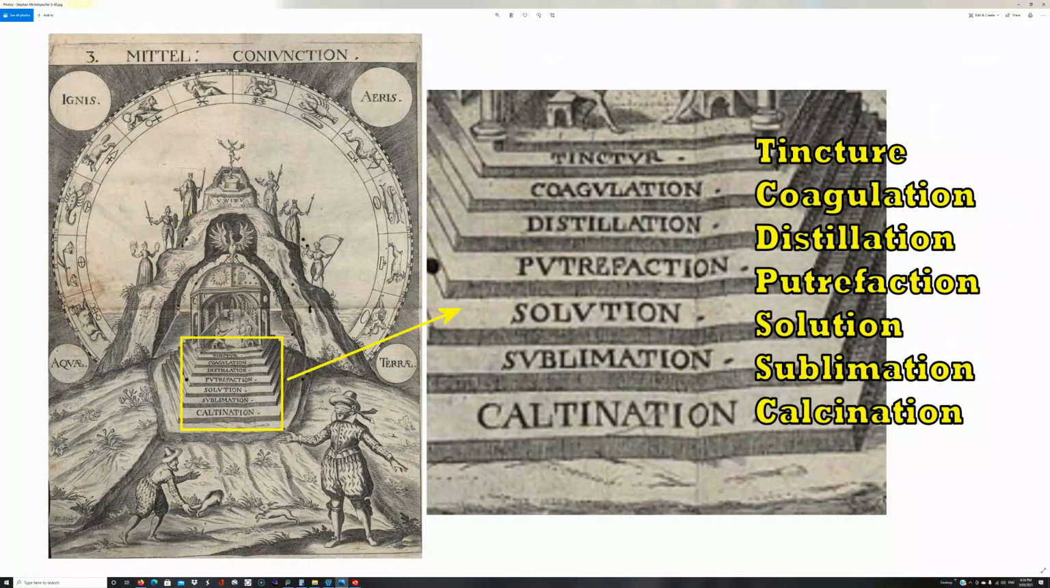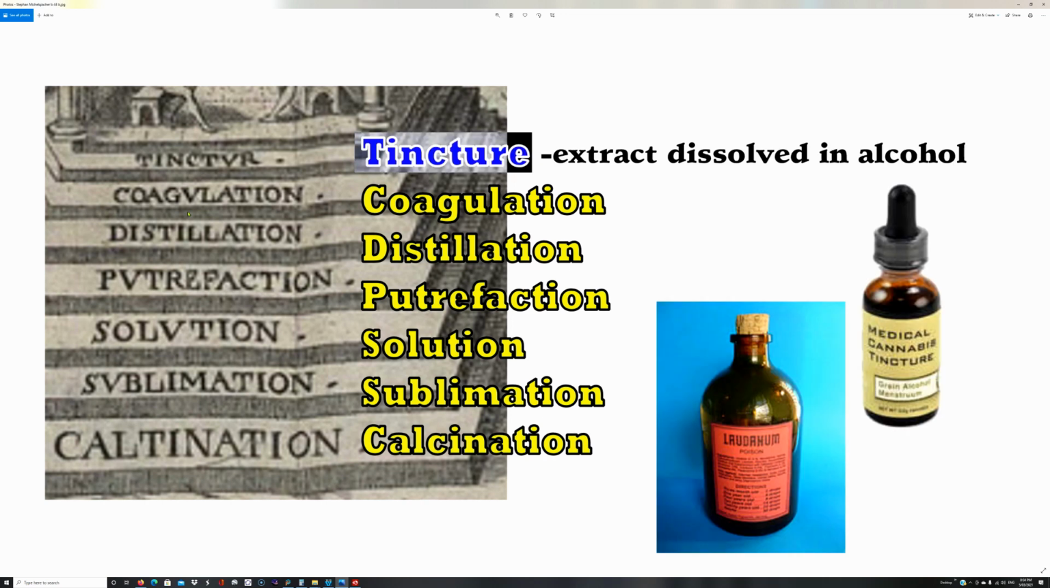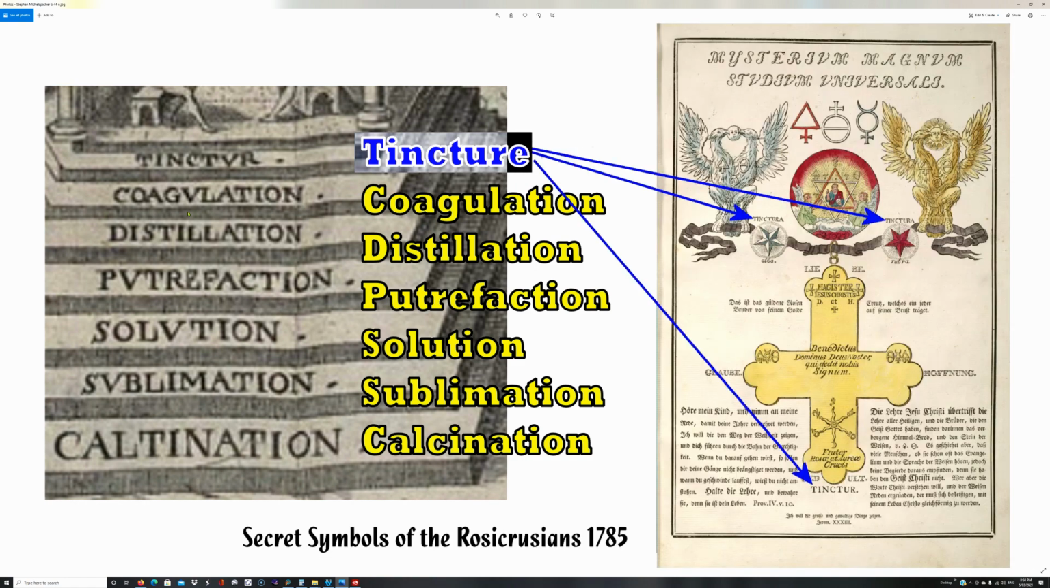So tincture, coagulation, distillation, putrefaction, solution, sublimation and calcination, and they're still pretty much standards in the lab. Now a tincture is an extract dissolved in alcohol, so laudanum was opium dissolved in alcohol. You'll find it in Rosicrucian works.